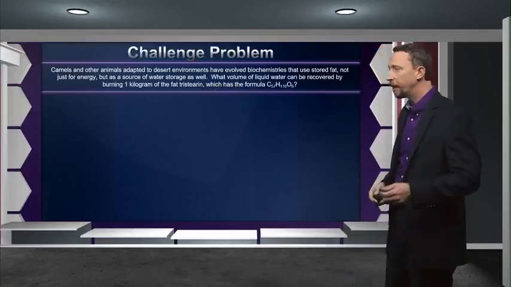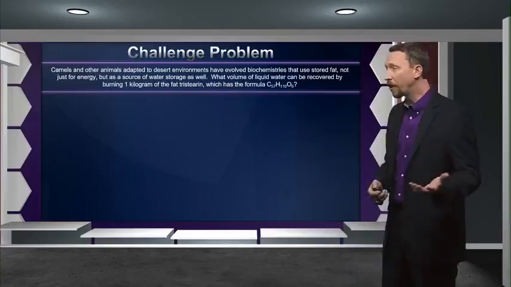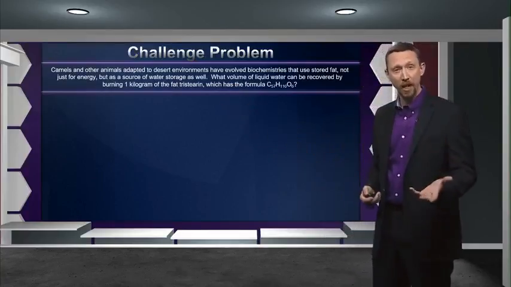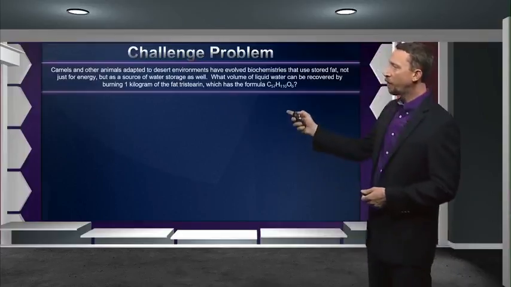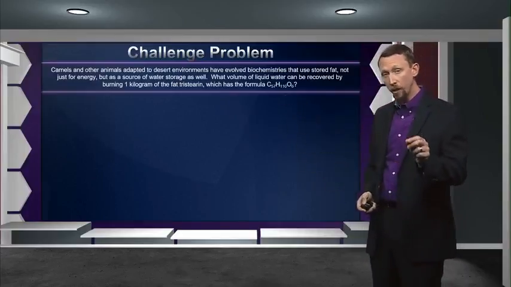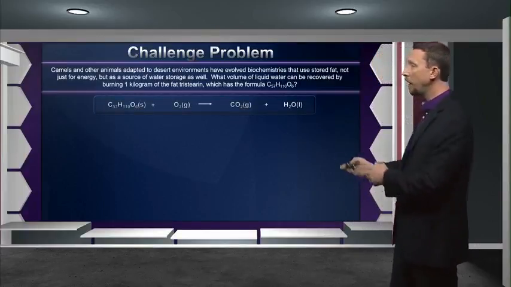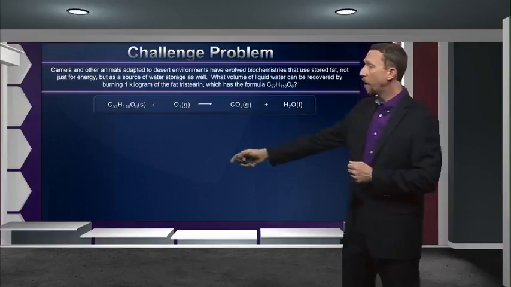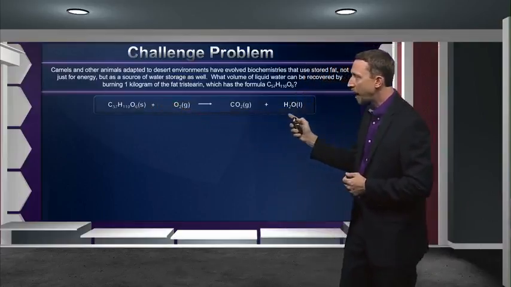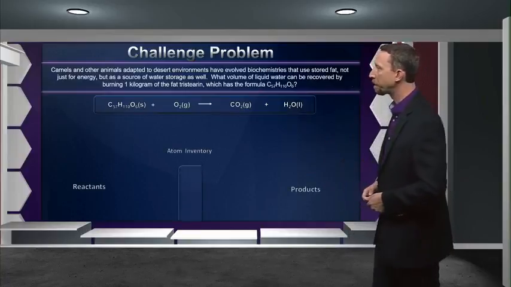And our question here is, what volume of liquid water can be recovered from the burning of 1 kilogram of the fat tristearin, which camels keep in their humps? Now, the formula is here. It's rather large, but we can still balance this equation and use stoichiometry to get to our solution. So let's get started. Here's my unbalanced equation, where my fat tristearin reacts with oxygen to create carbon dioxide and the water that the camel is after if it's a little bit thirsty.